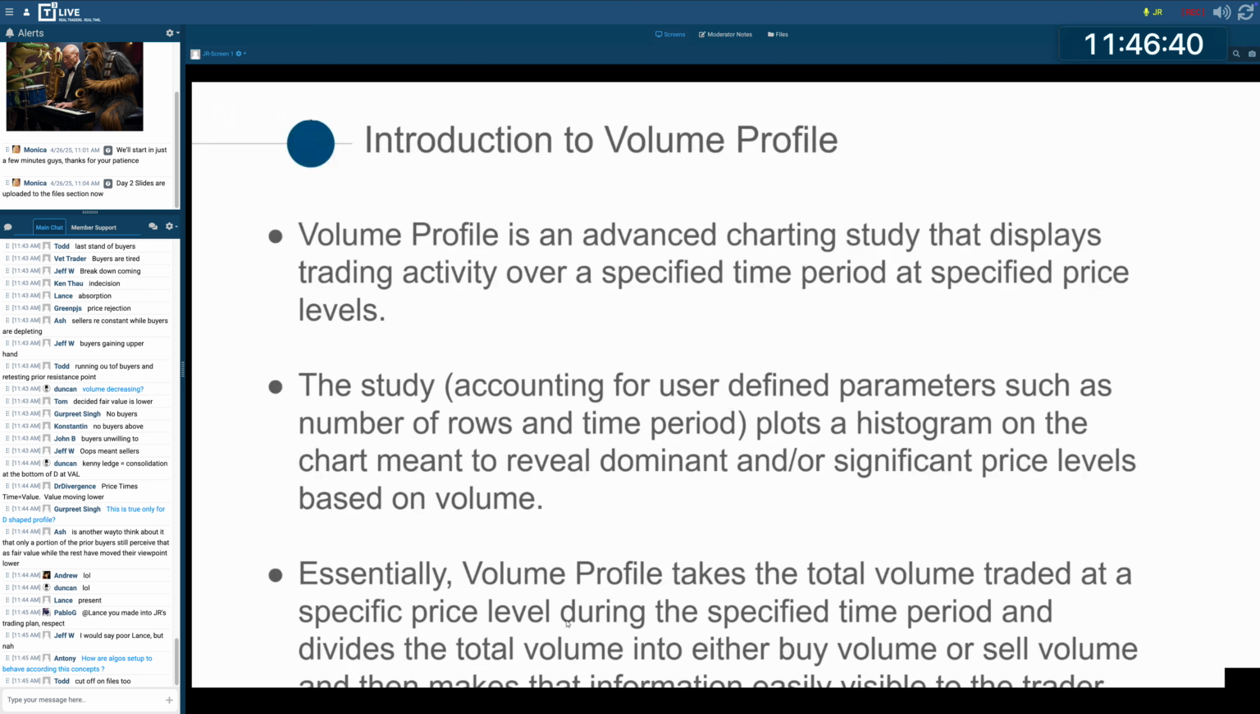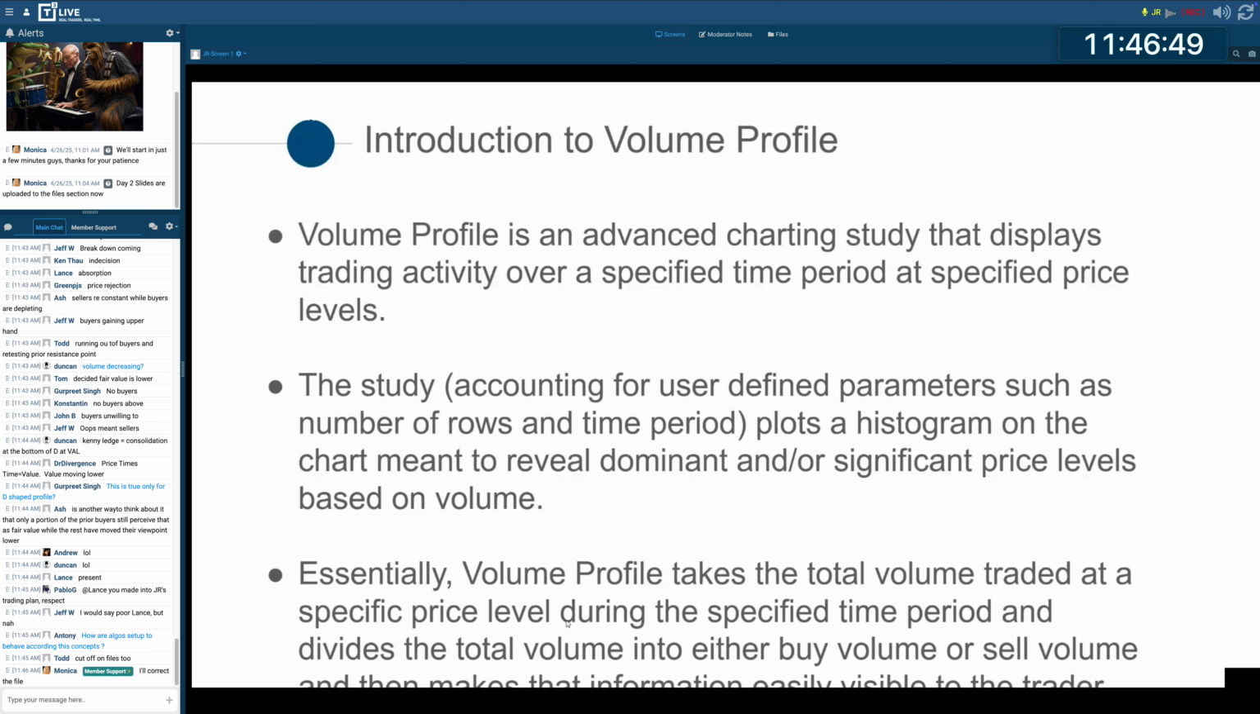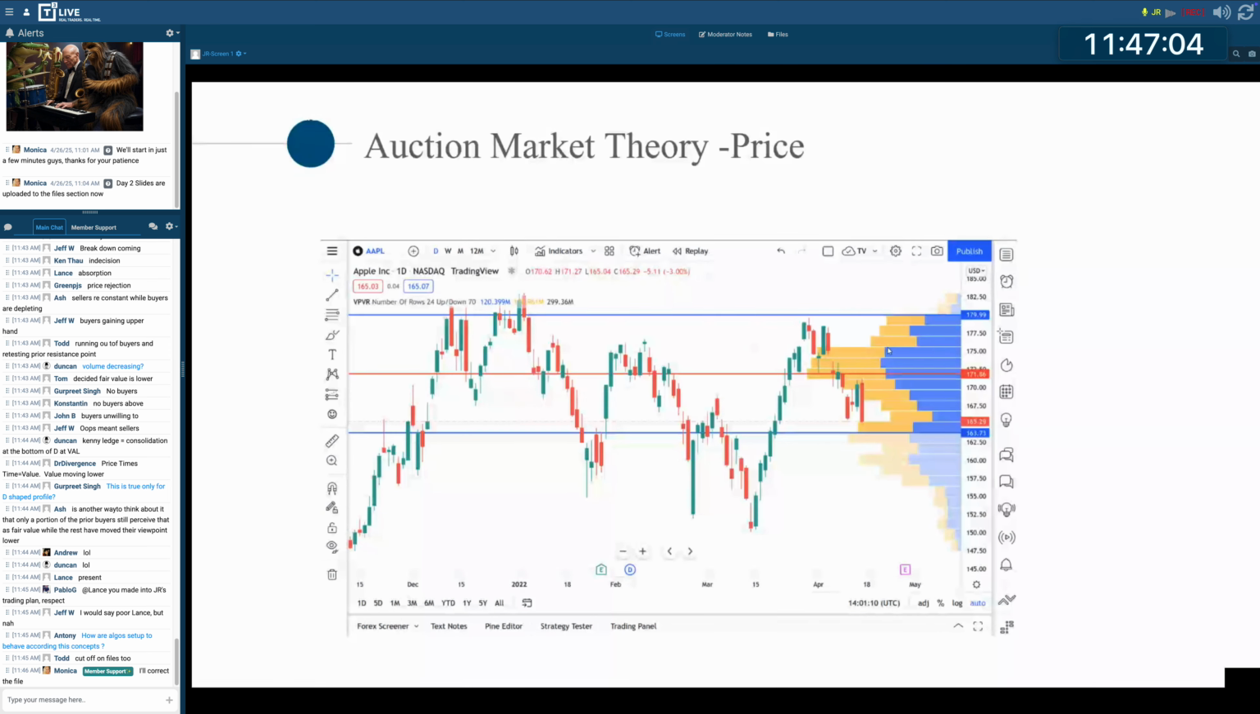Volume at price divides the total volume into either buy volume or sell volume, and then makes the information easily visible to the trader. So that's all that there's to it. You guys have seen this.